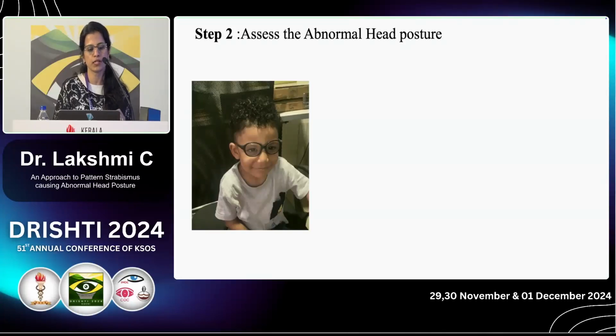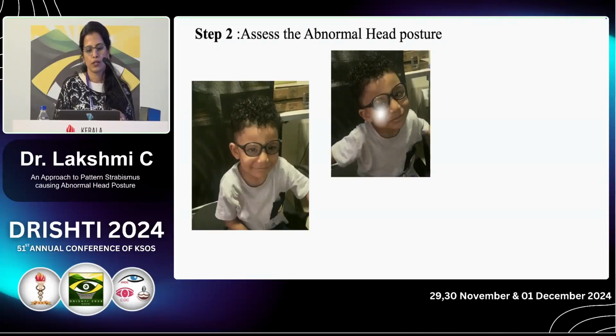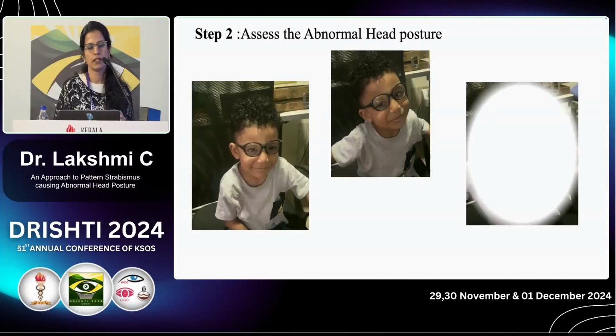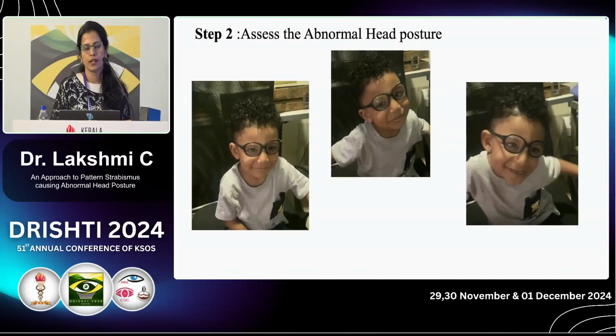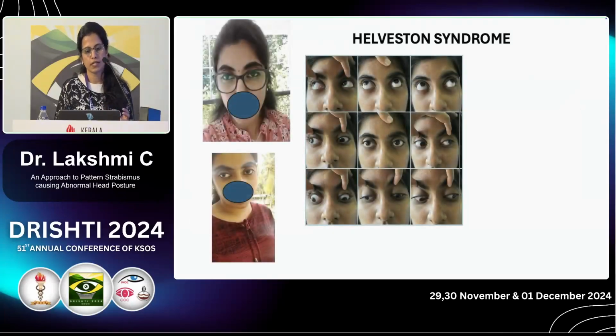So this is the V pattern ESO boy. On close follow-up, he has a right head tilt and a left head tilt. So he had an associated dissociated vertical deviation along with the pattern strabismus. So that was giving rise to the tilt most probably. And he was alternately suppressing his eyes.